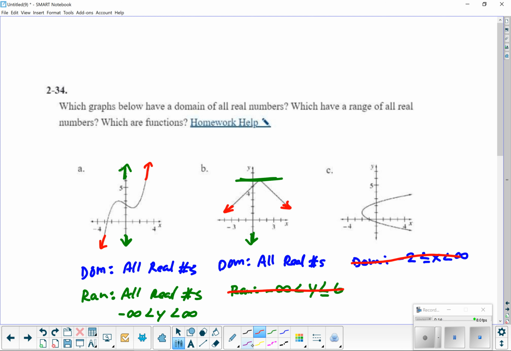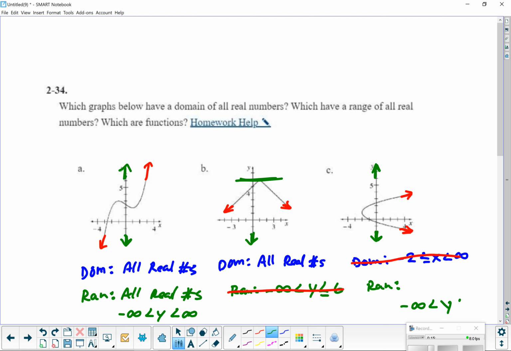Okay. Let's do the last one. The last one has an arrow pointing to the right and up, which means that it is going up. And this also has an arrow going to the right and down, so that means that it's going all the way down. So this does have all the range. Basically the range on this one goes all the way from negative infinity to infinity, which is all real numbers. So this one does work.